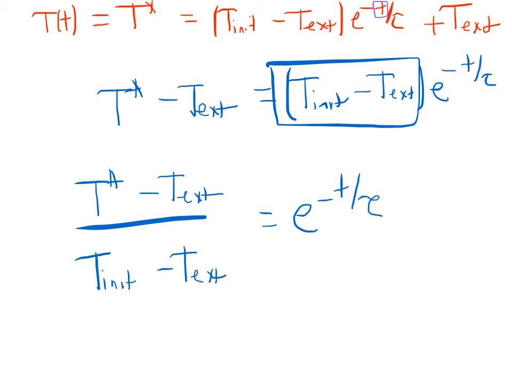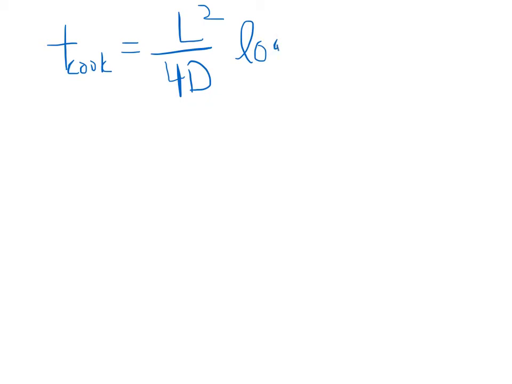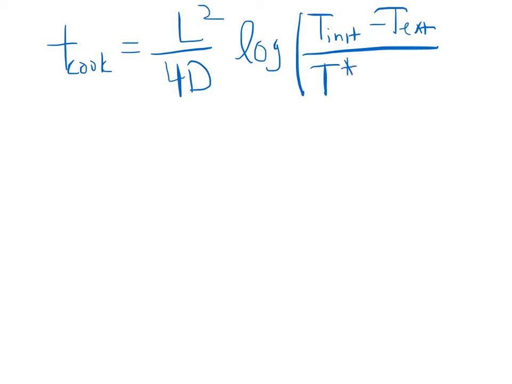And now I can take this equation and solve it for t. And so when I do that, I get the cooking time, t cook, which is equal to tau. And I'm going to write that tau is L squared over 4D, because that's what we've said, times the logarithm, base e, of T init minus T external over T target, the target temperature, minus T external.